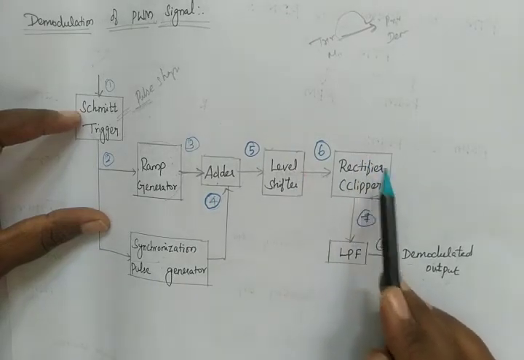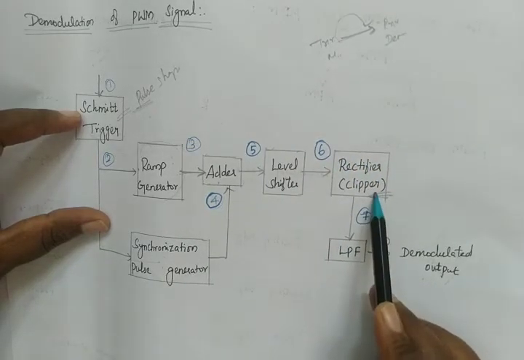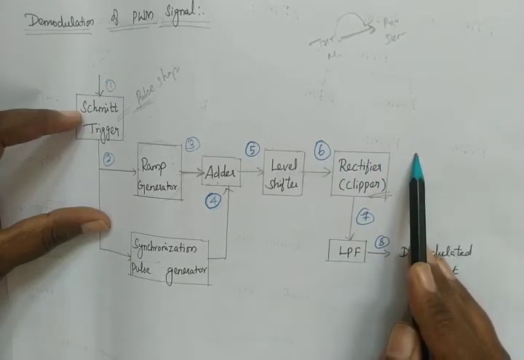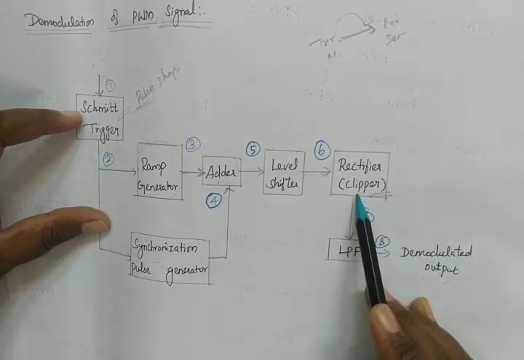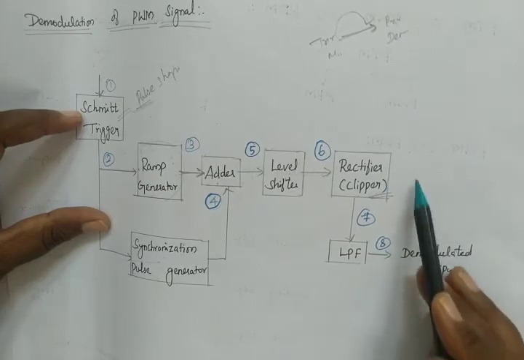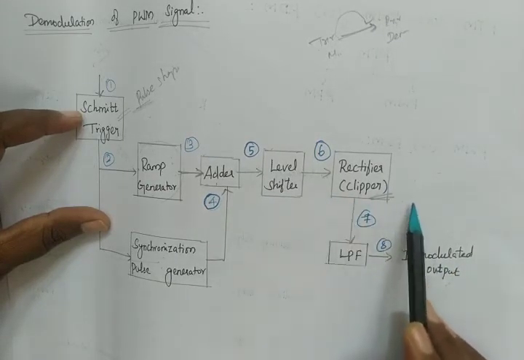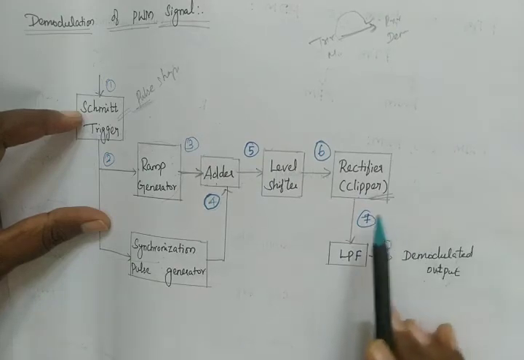Then this output is given to the rectifier circuit, that is, a clipper circuit. So if you use a positive clipper, it will clip the positive of the signal, and if we use the negative clipper, then it will clip the negative of the signal. And finally the output is given to the low pass filter, because we have unwanted high frequencies.